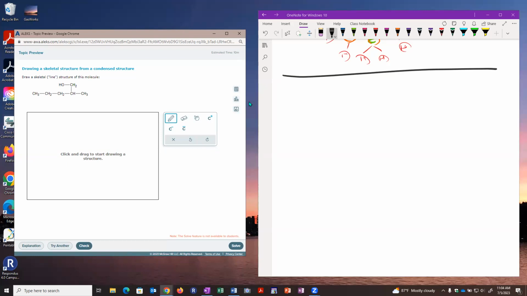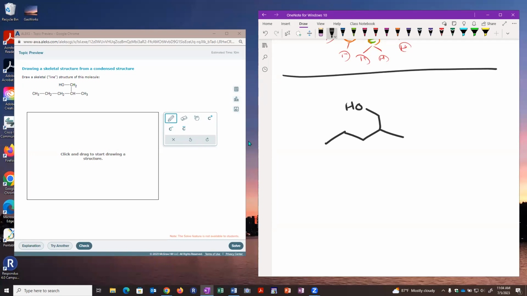So if we look at our structure here, we have 1, 2, 3, 4, 5 carbons across the middle. So I can translate that to my line angle structure. I go 1, 2, 3, 4, 5 across the middle. And then the second to last carbon from the right side has a carbon going up. That's this carbon here. And then I have an OH attached to it.